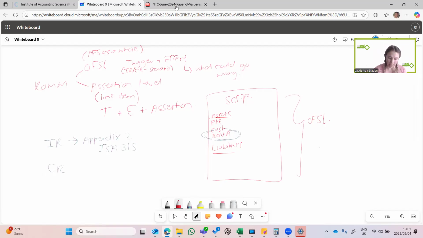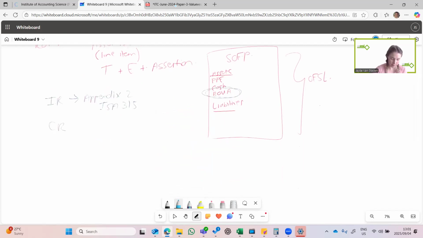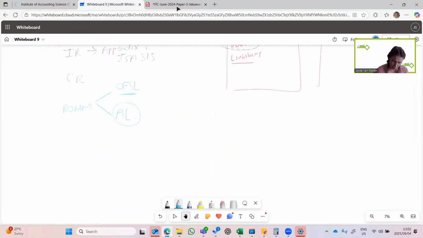Okay, so just a little separate aside. So we have ROMM, and if the question just asks for ROMM, then we're going to talk about overall financial statement level, and we're going to speak about assertion level. In this case, they said ROMM for a specific line item, so we're going to speak about assertion level. But did you know you can take overall financial statement level triggers and make them assertion level? Now, let me illustrate what I mean by that.